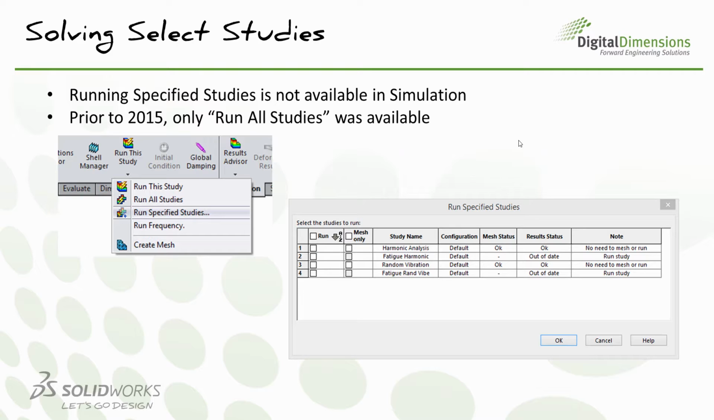Now, an interesting feature about this capability is if you hit run for a study that's dependent on a parent study, for example a submodeling study or a pressure vessel study, the program will also run that parent study first, then it will run the child study.